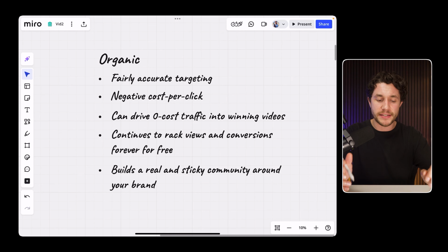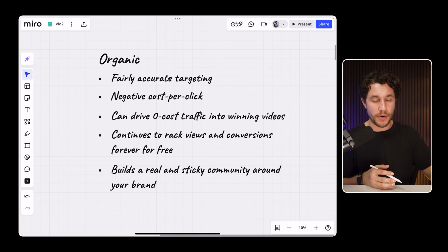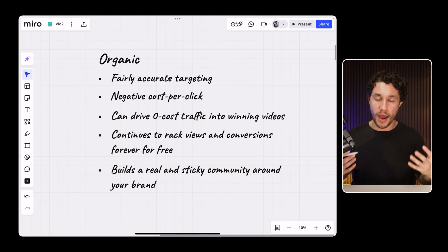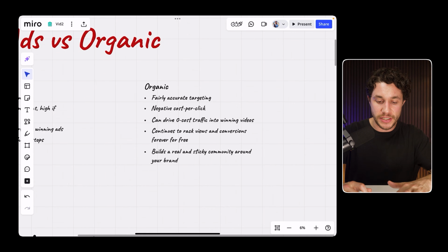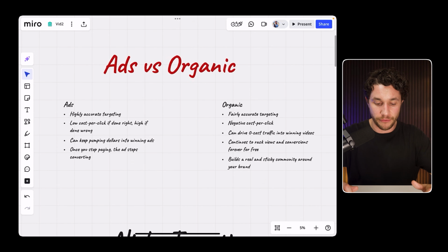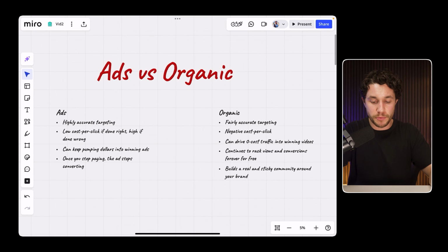And one of the big things that organic does that ads do not is that organic builds a real and sticky community around your brand, which means you can convert at a high rate without having to constantly be paying for ads if you have a real sticky community. So organic versus ads, obviously using a combination of both is a great strategy for most businesses, but if you're not doing organic, you're definitely falling behind a little bit here.